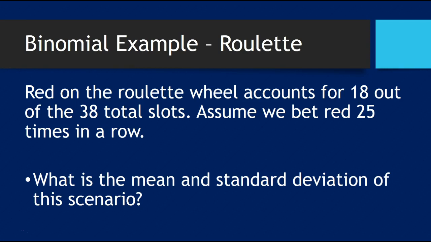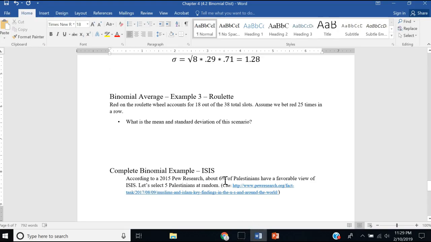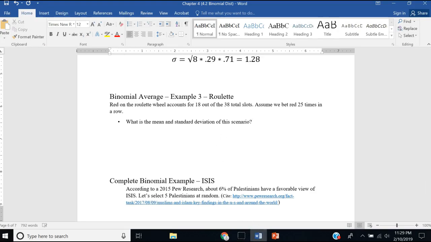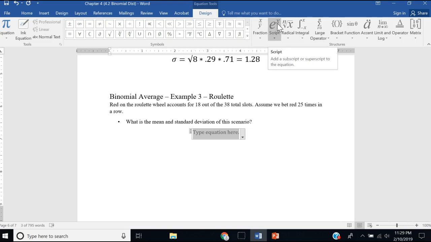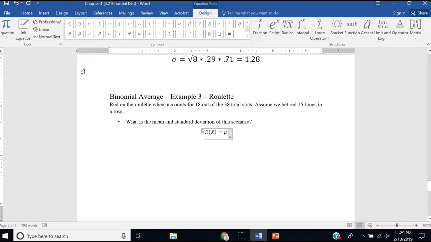All right, so hopefully you've done that. I'll find the mean first. One of the nice things here, once you get really used to the formula, it's pretty easy formulas to remember. Again, you're not going to have to remember them, but I do, so no big deal. So 25 multiplied times 18 over 38, n times p, that gives me an expected value of 11.84.